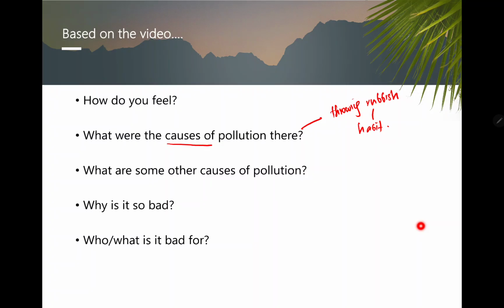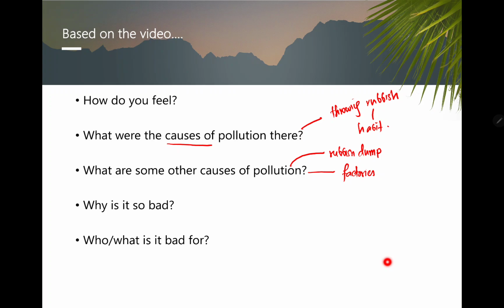So besides this, I also want to ask you what other causes of pollution there are. Right? Say for example just now the rubbish dump. It's not one person throwing rubbish. It's the entire rubbish dump. It seems to leak into the river itself. Right? You can see that there are also some factories that can dispose of waste into the water itself.